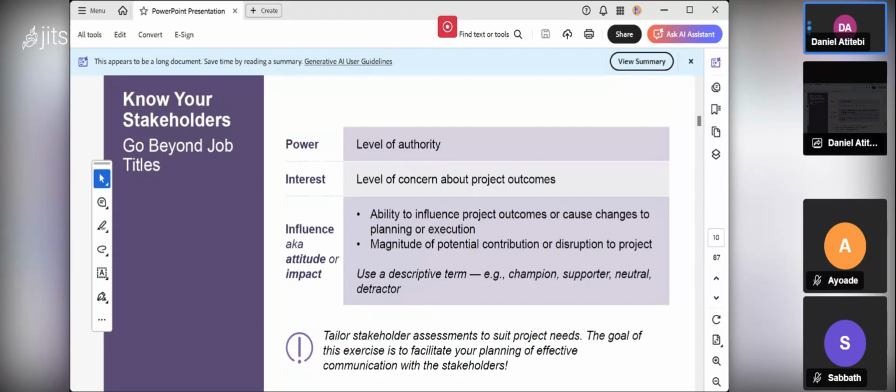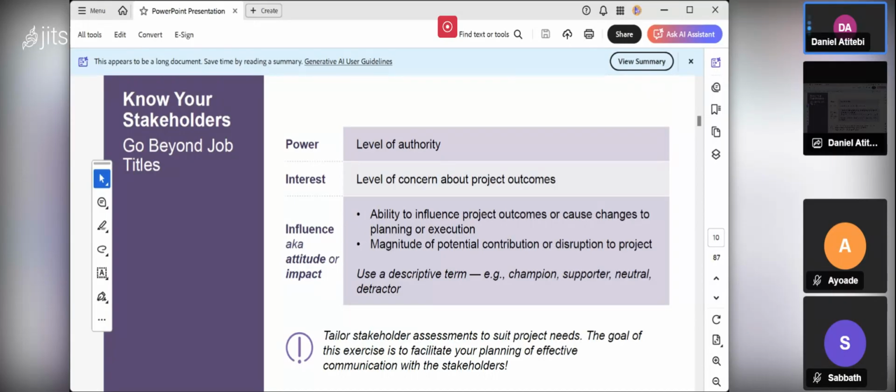Ability to influence the project outcome or cause changes to the planning or execution, or the magnitude of potential contribution or disruption to your project. There are some stakeholders that can disrupt your project. Some of them are neutral, project manager. Some of them are resistors. They resist your project. They don't want it to come alive. So they can be champion, supporter, neutral or detractor. So it's very important for you to understand this.